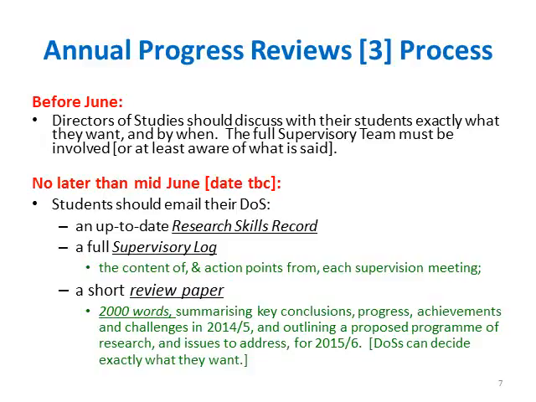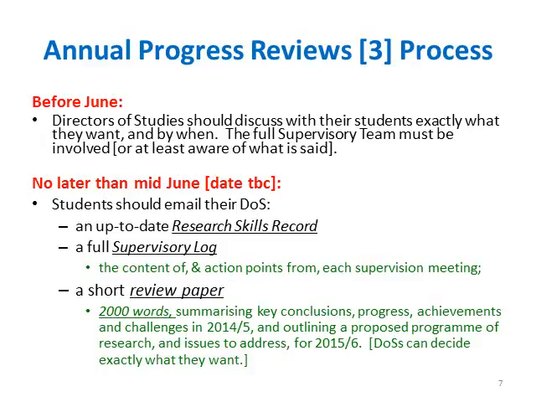By this stage, students are expected to send their Director of Studies by email three things. First of all, an up-to-date research skills record. Secondly, the full supervisory log, which will contain the contents of and action points from each of the formal supervision meetings. But thirdly, a short review paper. Now, this is written especially for the review. It is roughly 2,000 words, and it needs to do two things.